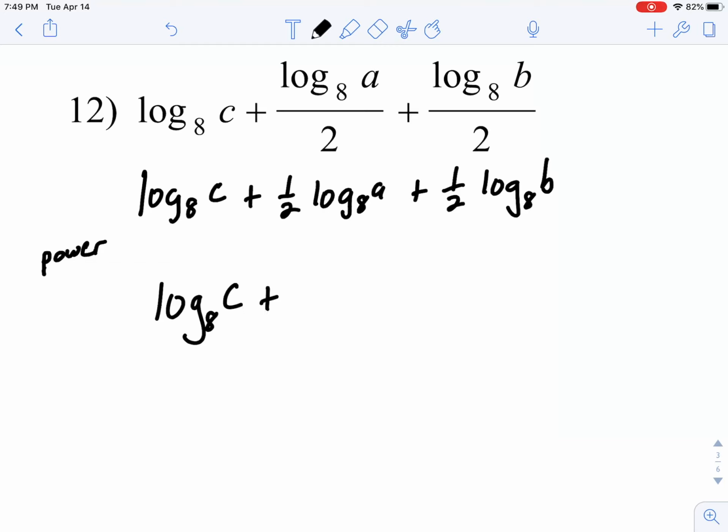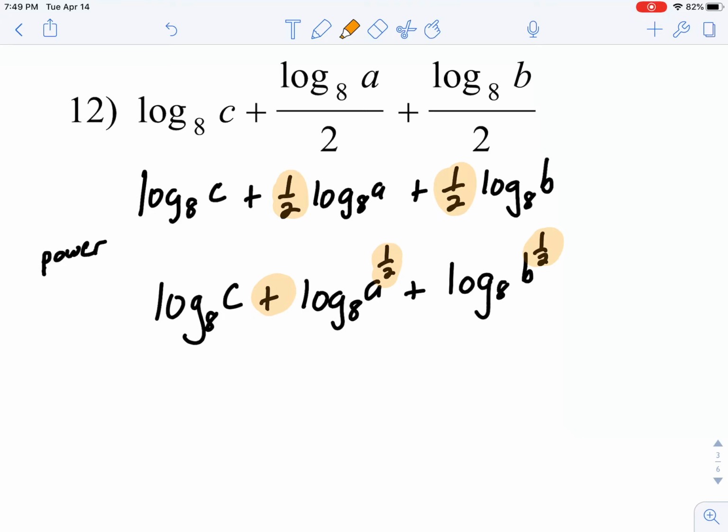Okay, so next, this is going to be log base 8 a to the 1/2, log base 8 b to the 1/2. So the power rule turns both of these coefficients into powers. Next, plus sign. Plus sign means product rule, but we have 2 plus signs. So what do you do here? You still combine it into one logarithm. You just multiply everything together.